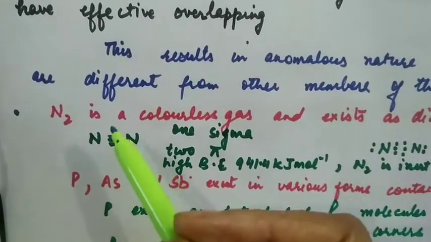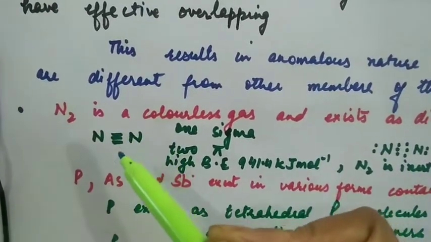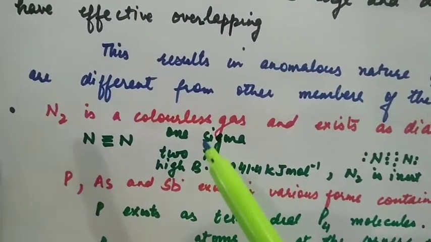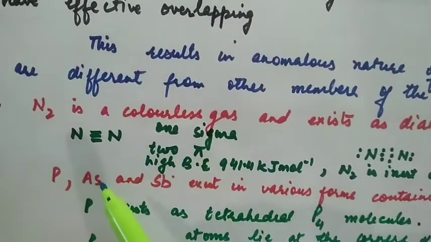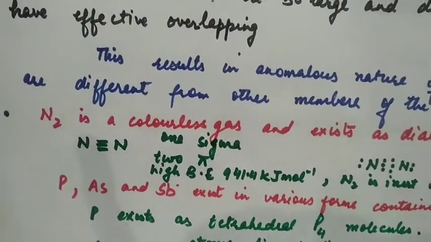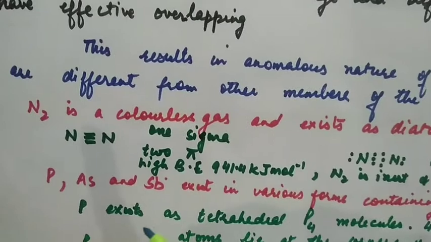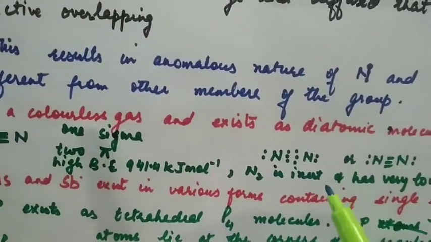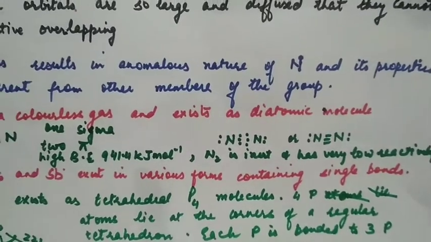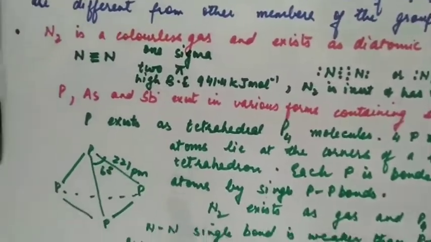Two nitrogen atoms have 3 bonds between themselves, 1 sigma and 2 pi bonds. So the bond energy is very high, 941.4 kilojoules per mole, which is difficult to break. So nitrogen is inert and has very low reactivity, so it exists as a gas.